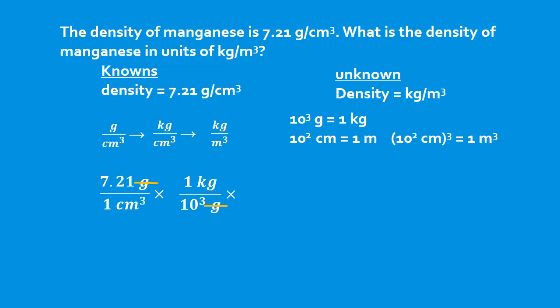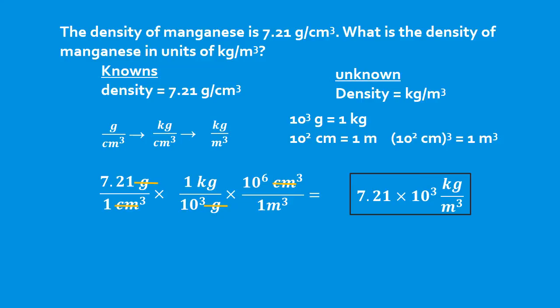Now, since cubic centimeter is a denominator, that means cubic centimeters in our conversion factor needs to be in a numerator. So they're going to cancel each other. That leaves us with kilogram per meter cubed. We're dividing exponents. So 10 to the 6 divided by 10 to the 3, we're going to subtract. So that leaves us with 7.21 by 10 to the 3 kilograms per meter cubed.